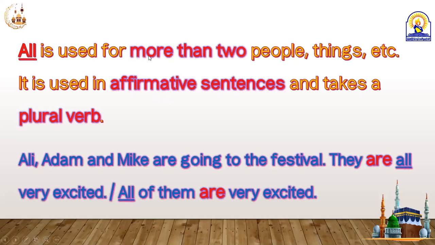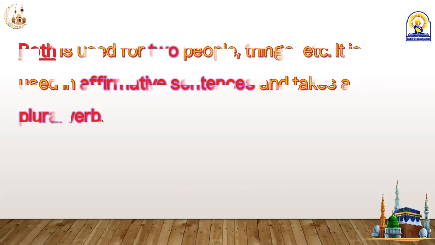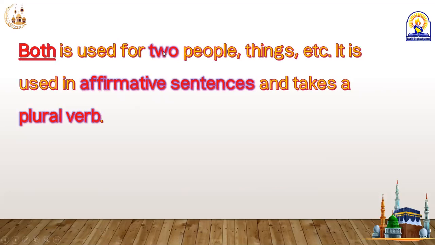All is used for more than two. It's used in affirmative sentences and it takes a plural verb. This is for all. What about both? It's used for two people or things. It's used in affirmative sentences and it takes a plural verb. Is there a difference between both and all, guys? Did you notice any difference? Or are they equal? Oh, there is a difference.